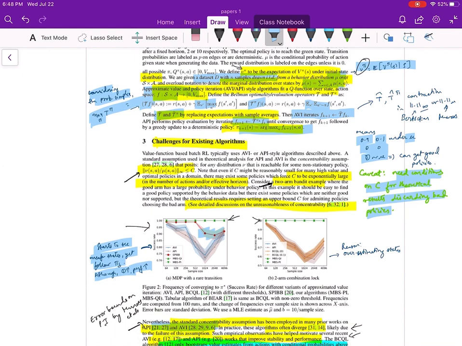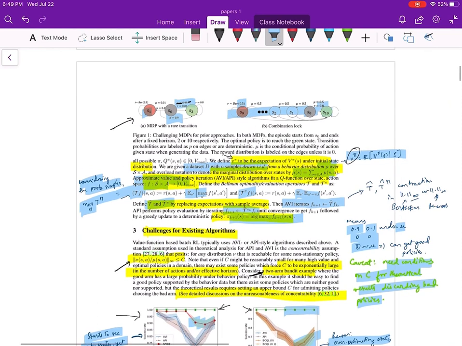The next figure is for the combination lock MDP. Here, as you can see, MBS QI and PI are performing really well. The other algorithms are BCQ and Bear. They're really overestimating the states here. It's like they might have been overestimating the reward which you would achieve at the 10th state coming from here.